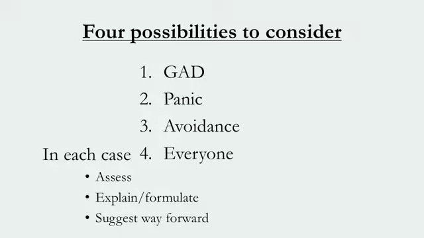So I was going to talk about 4 different possibilities of the way that breathlessness and anxiety and depression might interact, so things to look for. And in each case I'd just say something about how to assess and ask, how to explain and formulate with the patient, and suggest ways forward. So then what do you do?